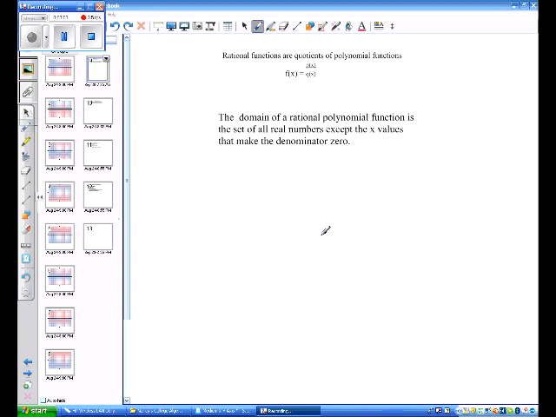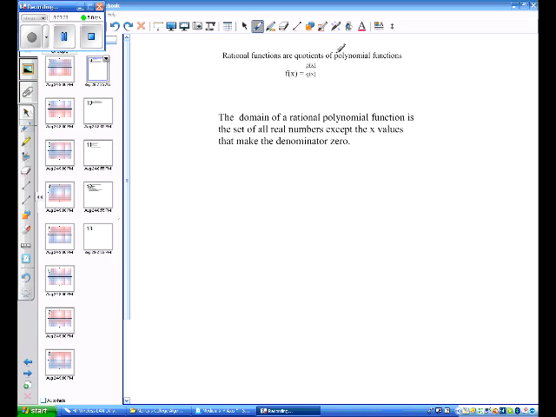In this lesson, we're going to look at our rational functions. A rational function is simply a quotient of polynomial functions, where both your numerator and your denominator are polynomial functions. As we learned earlier, a polynomial function is the sum or difference of monomials, and a monomial is a number, a variable, or the product of numbers and variables. We've looked at what polynomials were, and now we're going to look at dividing polynomials.